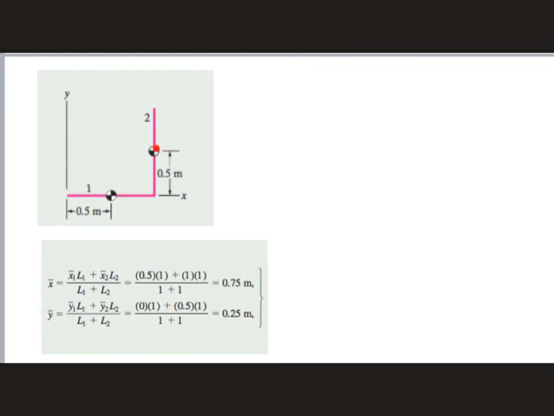This guy has a y value of 1/2. And we can see the lengths are both 1 meter. And when you plug and chug that, you get 1/4 of a meter. And so this 0.75 in the x direction, 0.25 in the y direction, that is the location of the center of mass of this entire bar. We've combined these two, and so that would be there somewhere.